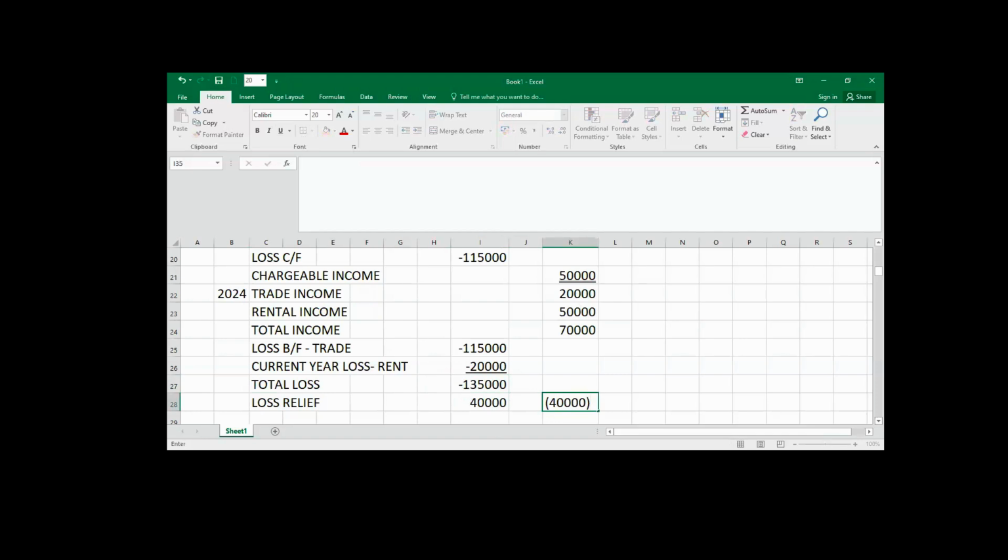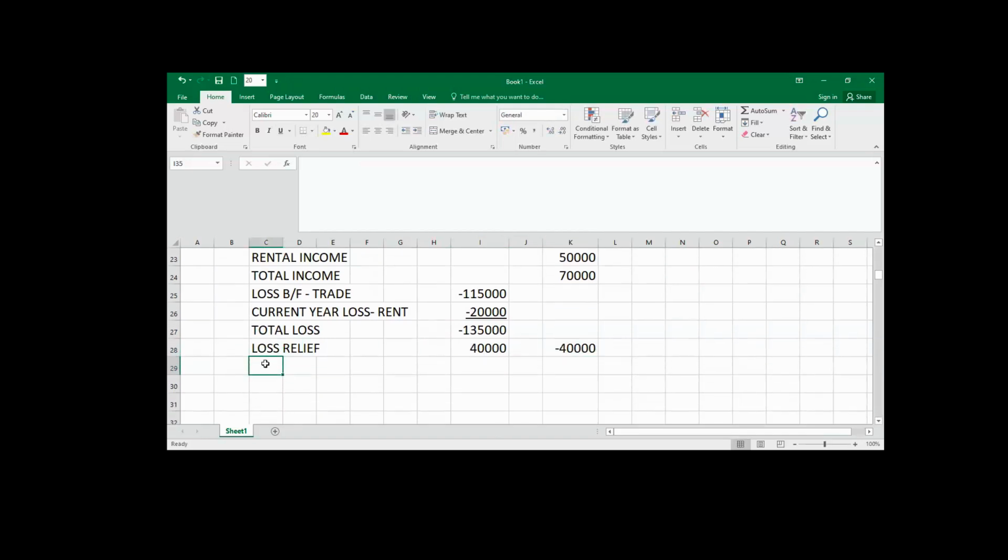So loss carried forward, look at it now. Loss left now will be 135,000 minus 40,000. How much? 135,000 minus 40,000 is 95,000. So this 95,000 naira loss now cannot be taken to what?